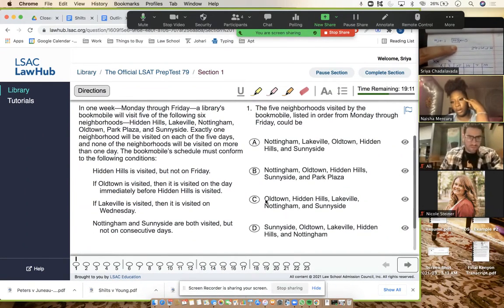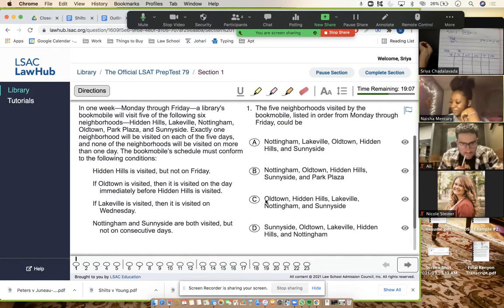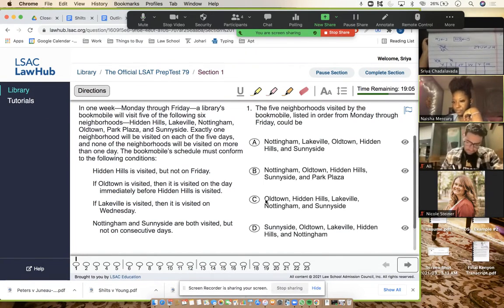This is what my rule looks like for the second rule. If O is visited, then it's visited immediately before H. So they would be right next to each other if O is in. And then if L is visited, it's visited on Wednesday. That's how I would write that rule.